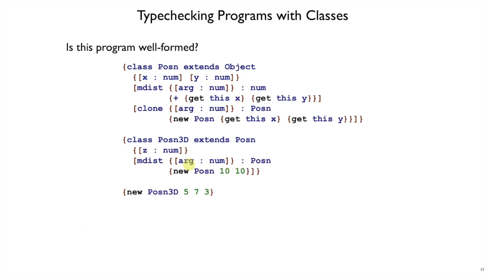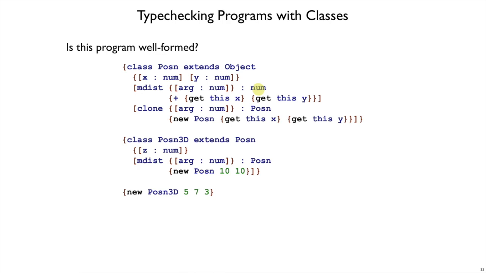How about if we change mdist to say that it returns a Posn? Now locally this method is just fine. Mdist takes a number, returns a Posn, and in fact we do return a Posn. But a problem here is that we say a Posn3D extends Posn, and in Posn3D we've said that mdist should return a number instead of a Posn. So we're going to rule this out.